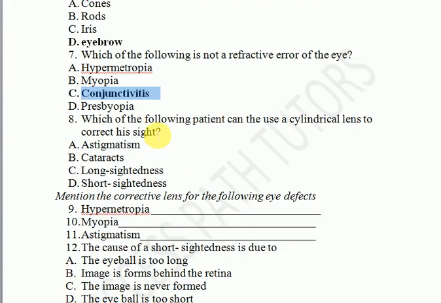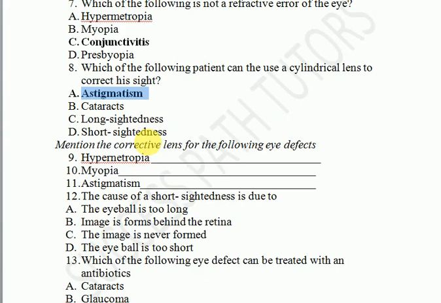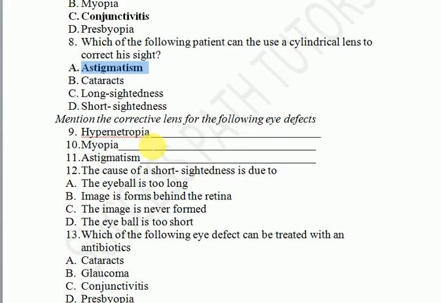Which of the following patients can use a cylindrical lens to correct his sight? Sorry, that's a funny statement, but it's meant to be which of the following patients can use a cylindrical lens to correct his sight, and that would be astigmatism, a condition whereby the person's cornea becomes uneven.